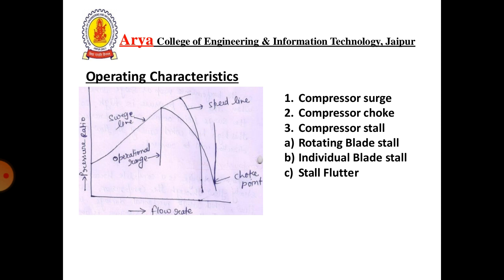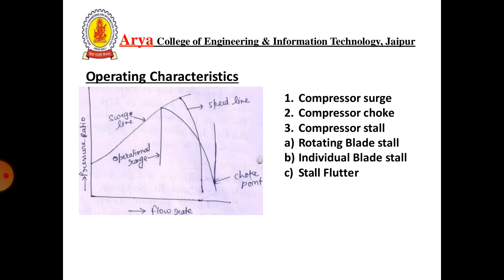Compressor stall: there are three different stall phenomena in this. Rotating stall is the most prevalent type of stall phenomenon. It is a type of compressor stall mainly consisting of a large stall zone covering several blade passes. It propagates in the direction of the rotation and at some fraction of rotor speed.